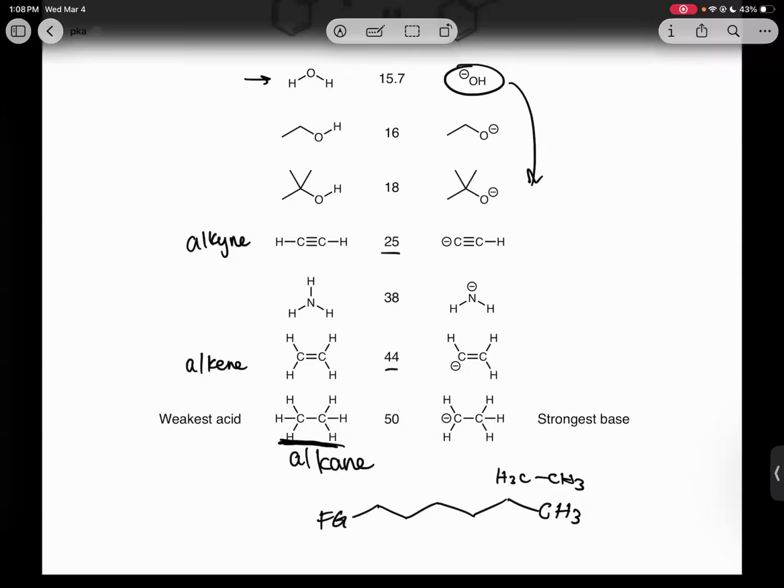In the same way, amines, which are kind of like ammonia, where H could also be R in some cases, have a pKa of about 38. So we're just estimating.